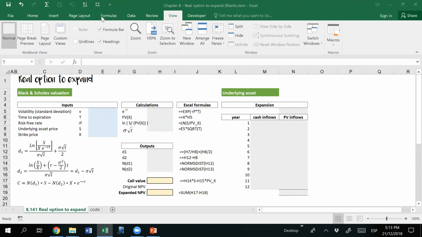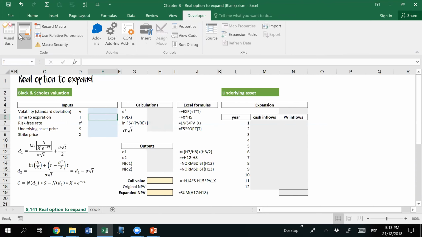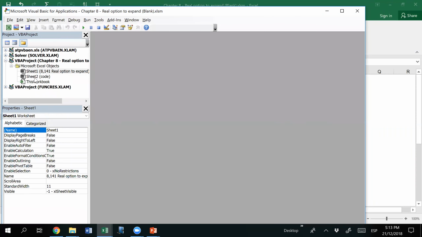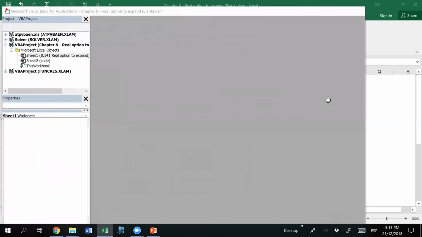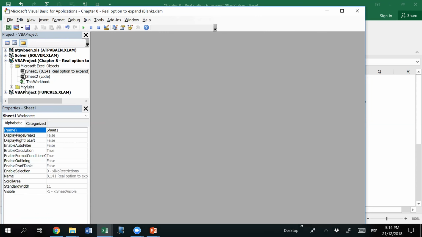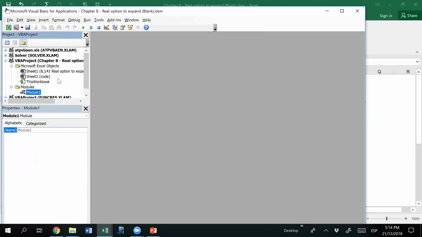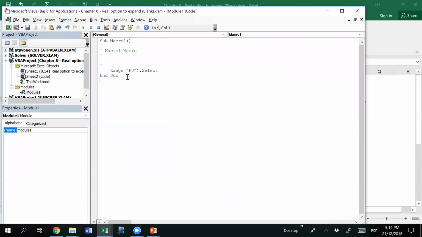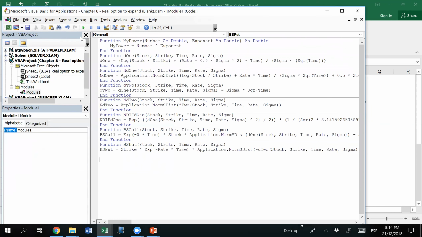go to the Developer tab here, Visual Basic. If there's no macro here, or there's no Module 1 where we should add this, what you can do is record a macro. Okay, stop the macro, and it will appear here. Here, Modules, Module 1, that's the macro we just recorded. So I will delete everything here and just insert the code for Black-Scholes.